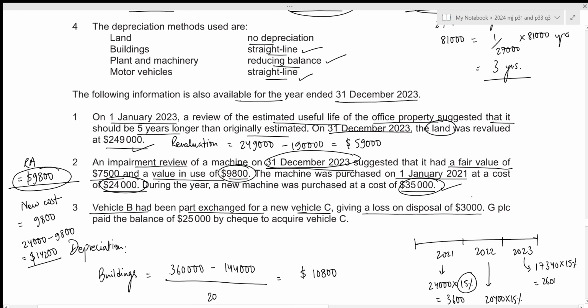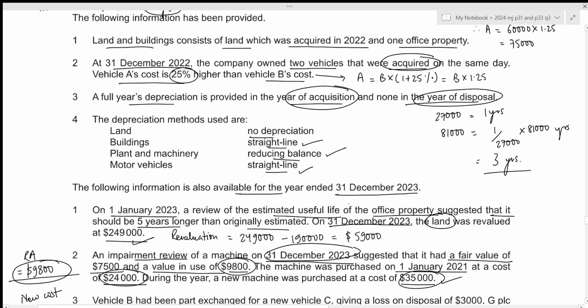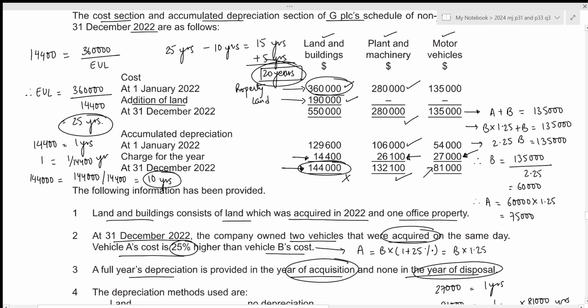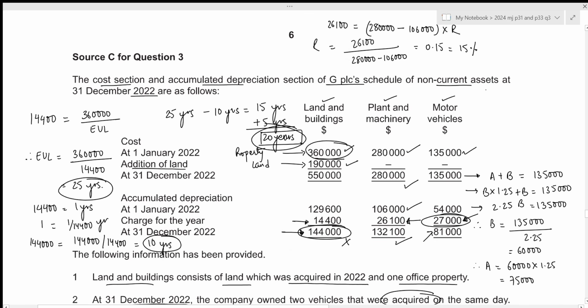However, there was a loss on disposal, which means that we need to calculate its part exchange value. Before we do that, we need to calculate the rate of depreciation. Again, we can just multiply the cost of 135,000 by the rate in order to get the depreciation charge per year of 27,000. So 27,000 is equal to 135,000 times rate. So the rate of depreciation in this case will be 27,000 divided by 135,000, which results in 0.2, or we can write it down as 20%.